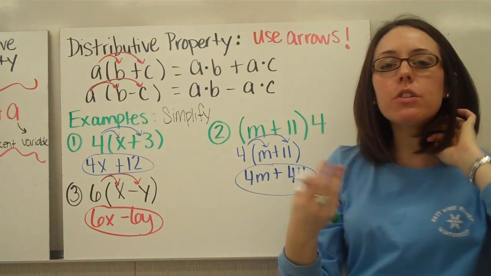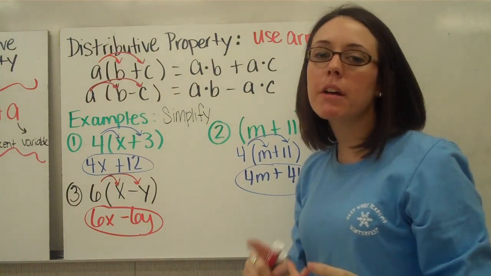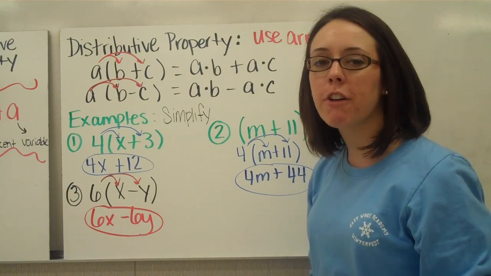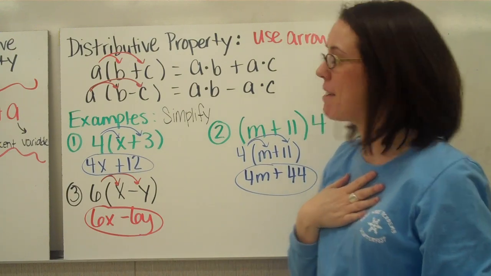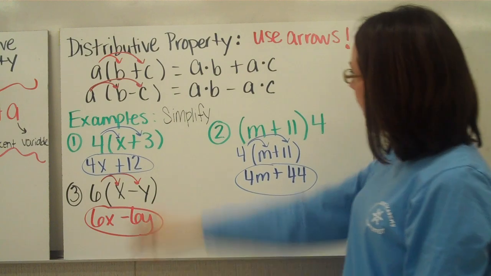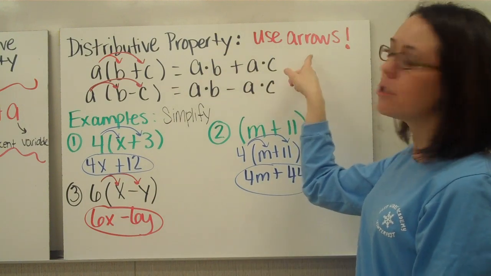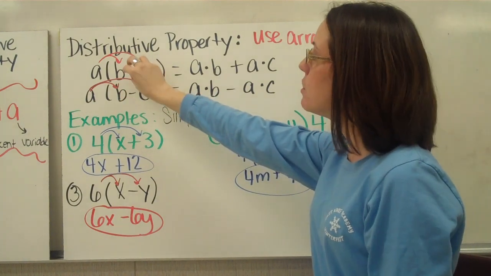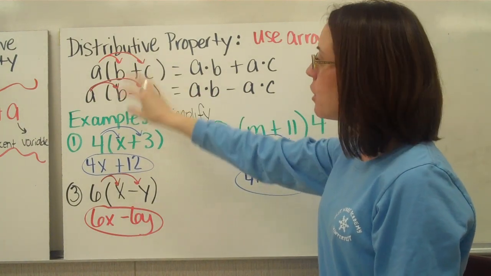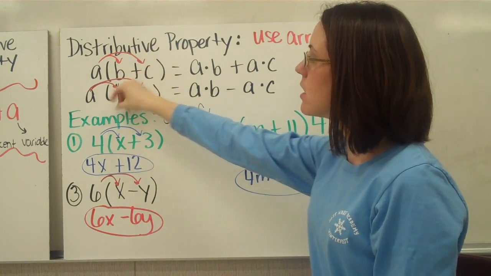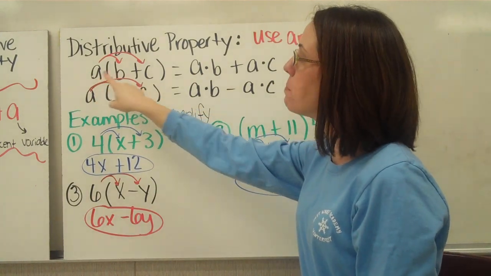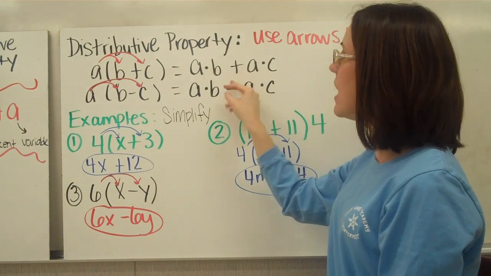We will now move on to the distributive property. We learned about associative, commutative, identity properties a few weeks ago, but today we're going to focus on distributive. It is my personal favorite property. I always use arrows to help me. It tells us that when you have two numbers that you're adding together, you can either add them together first and then multiply by a, or you can multiply each part by a and then add it together.